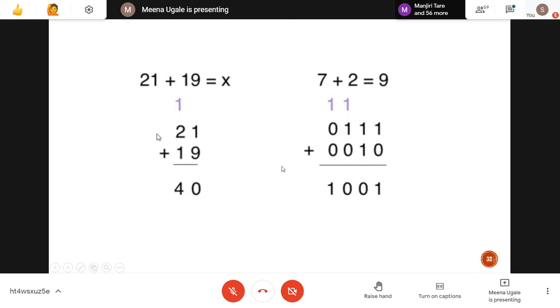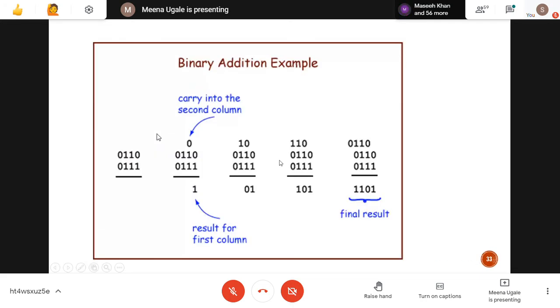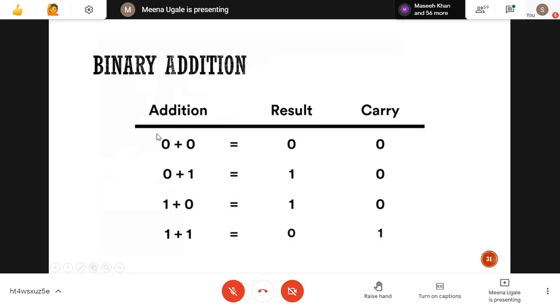Okay, you want to see the previous slide? Sorry, this one, correct? If you want to note this down: for other combinations it is the same, only for 1 plus 1 the result is 0 and carry is 1. 0 0 and 0 1 have no problem, only for both bits 1. If you want to note down, any one of you can note down, no problem.